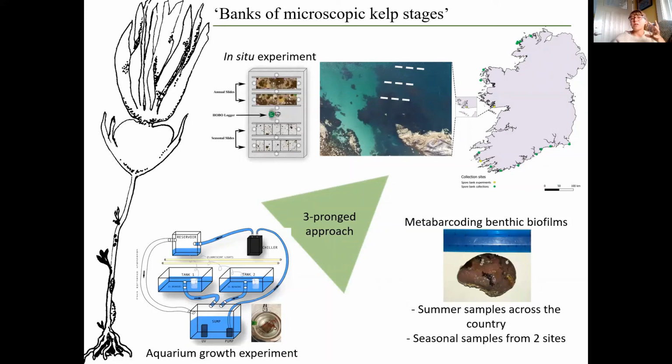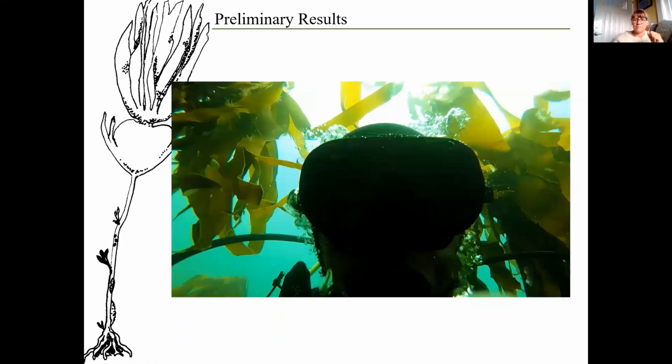And then lastly, we're taking a genetic approach. We're meta-barcoding these benthic biofilms, and that gives us an idea of presence, absence of different species in these habitats. So you can see that on this rock, there are no kelps, but if we get kelp DNA, it indicates that there are microscopic stages there, and potentially this bank of kelp stages.